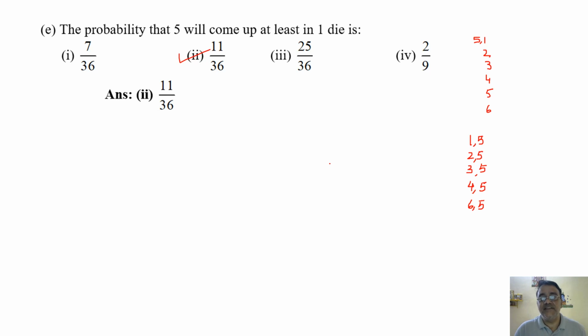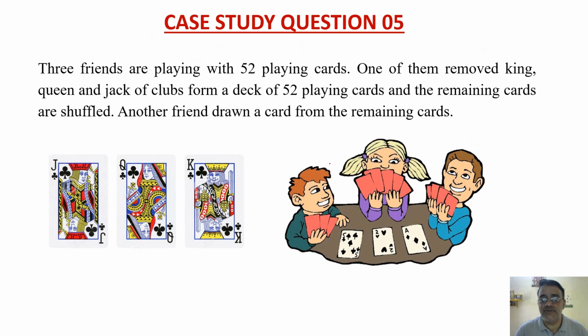इसमें क्वेश्चन आ गया 5 will not come up at least in one of the dice or in both the dice, so 25 हो जाएगा फिर, 25 by 36. Any doubt in this question? No, sir. Okay, so now we are moving toward the next case study, question number 5.